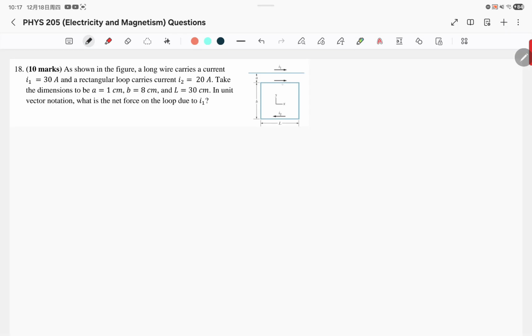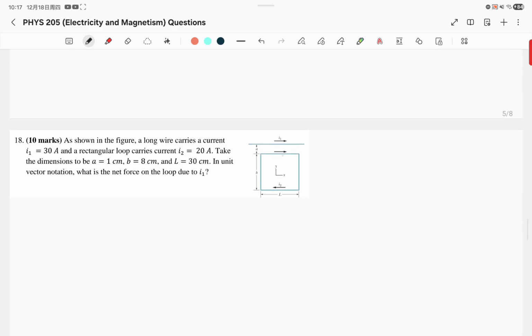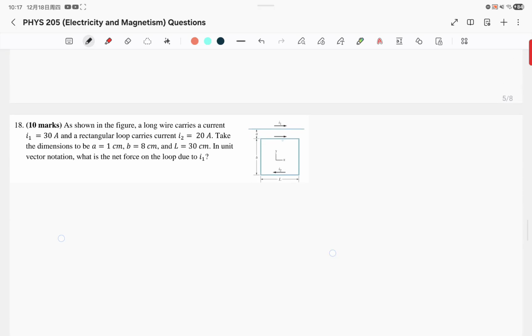Question 18. As shown in the figure, a long wire carries a current I1 equal to 30 amps. So the top current is 30 amps, and a rectangular loop carries a current I2 equal to 20 amps. Take the dimensions to be a equal to 1 centimeter, b equal to 8 centimeters, and L equal to 30 centimeters. In unit vector notation, what is the net force on the loop due to I1? So we're looking for the force acting on the loop.